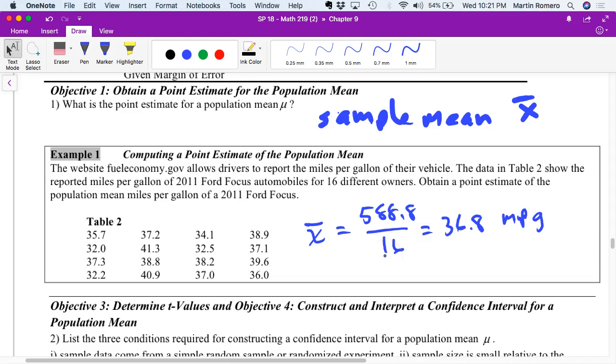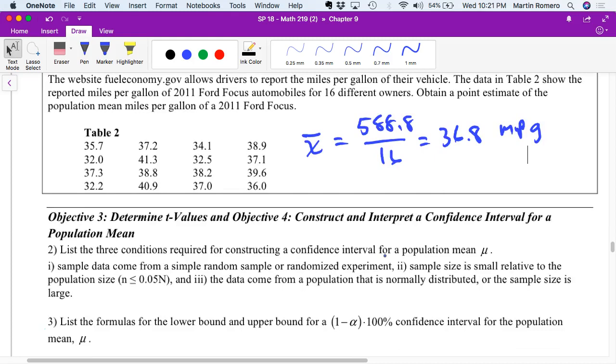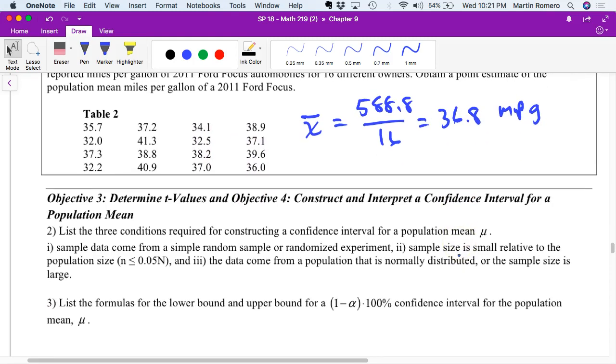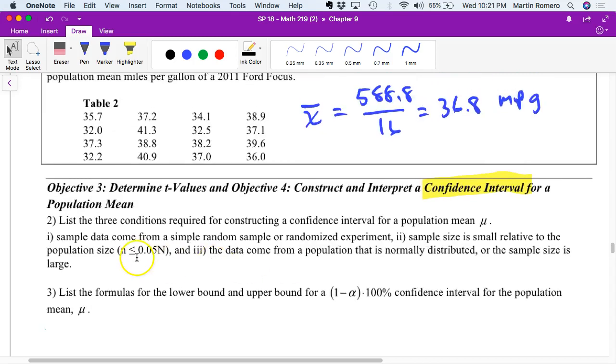Now, if you bought a Ford Focus 2011 and you had to try to estimate how many miles per gallon you would get, 36.8 is probably not the answer. As you can see, no car here, but it will be some value near that. And so that's why constructing a confidence interval would be more appropriate at this point. Constructing a confidence interval, meaning that we would say we're 95% sure that the miles per gallon are going to be between these two values. And so we have to learn how to construct something like that.